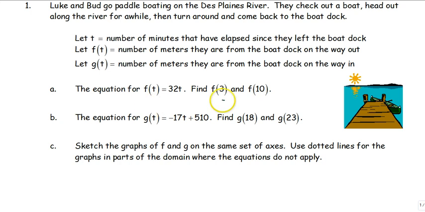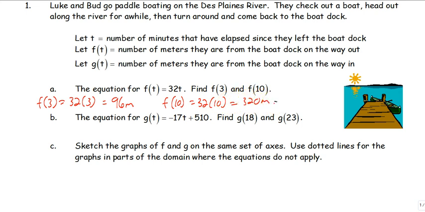So basically they're saying how far away from the dock are they at t equals 3 minutes and t equals 10 minutes. So f of 3, you just plug a 3 in, so 32 times 3 is 96 meters. And if you do f of 10, you get 32 times 10, or 320 meters.